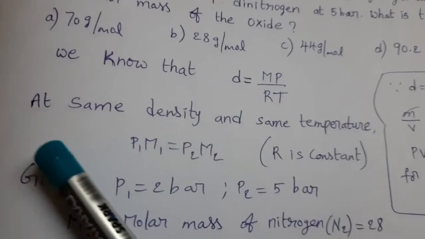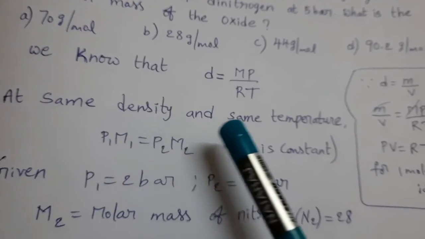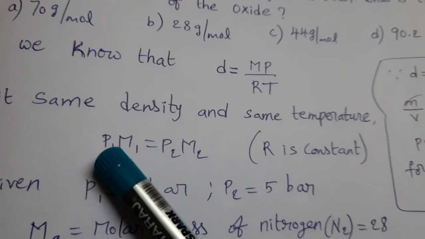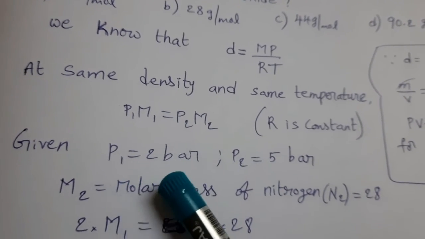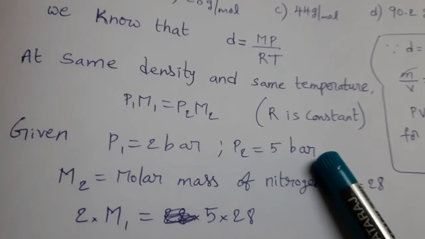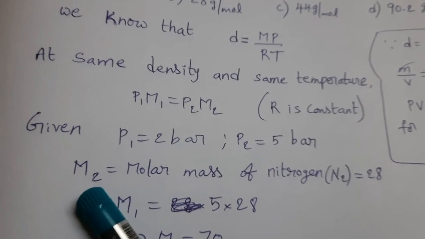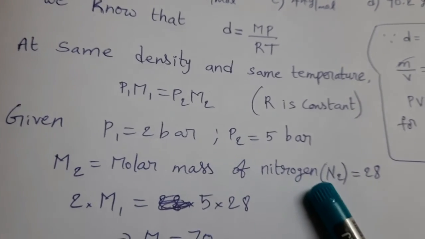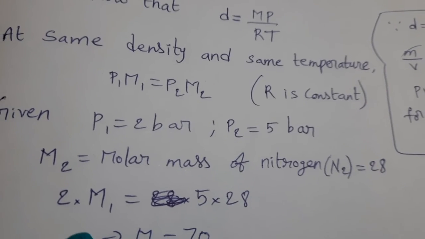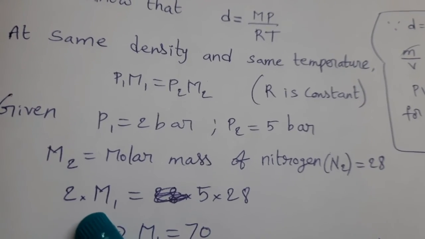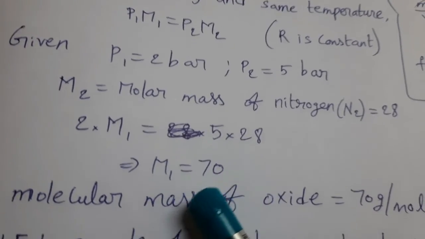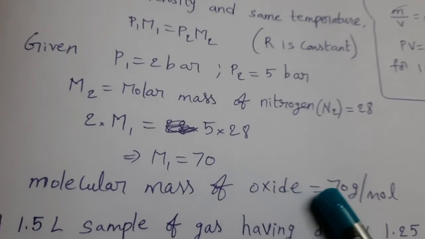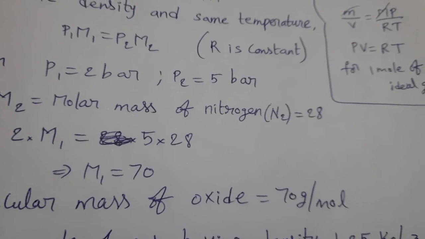Mass and pressure. So at the same density and same temperature, P1 M1 equals P2 M2. P1 equals 2 bar, P2 equals 5 bar. M2 equals the molar mass of dinitrogen, that is 28. Now substitute all this, then we can find out M1. M1 is 70. So the molecular mass of the oxide equals 70 gram per mole.